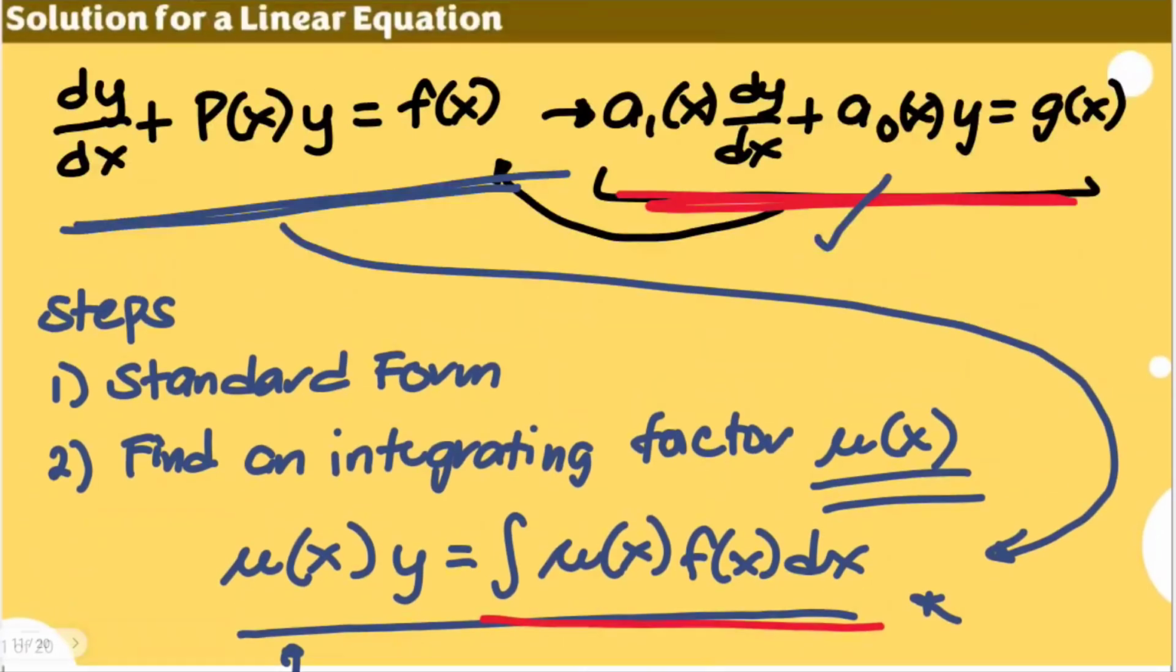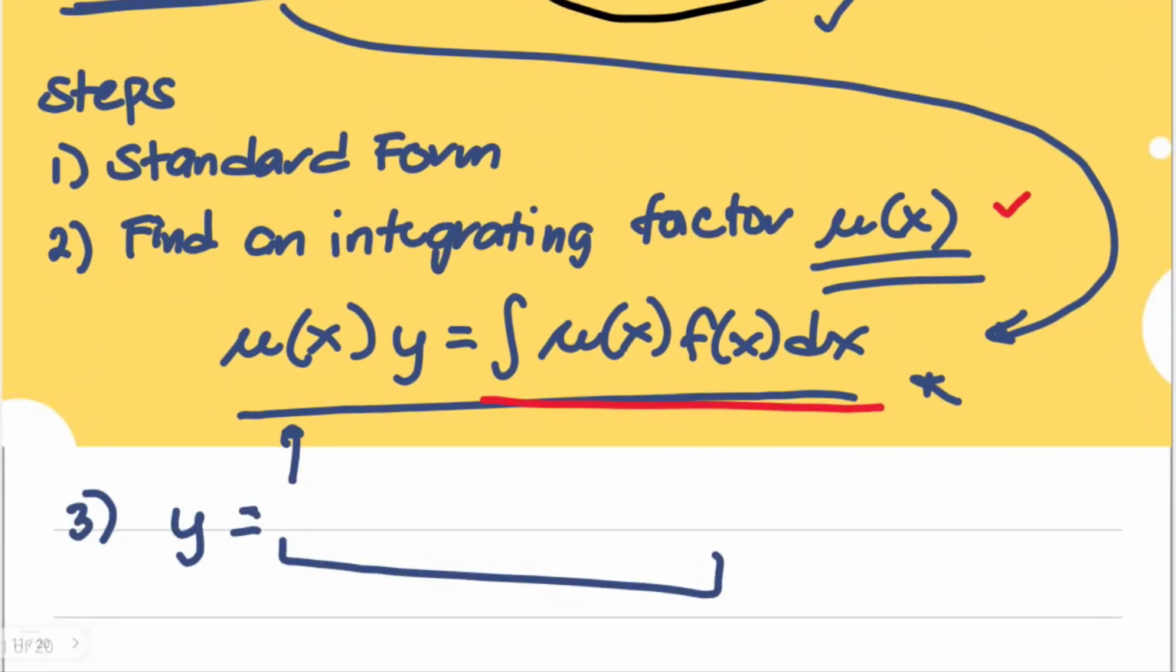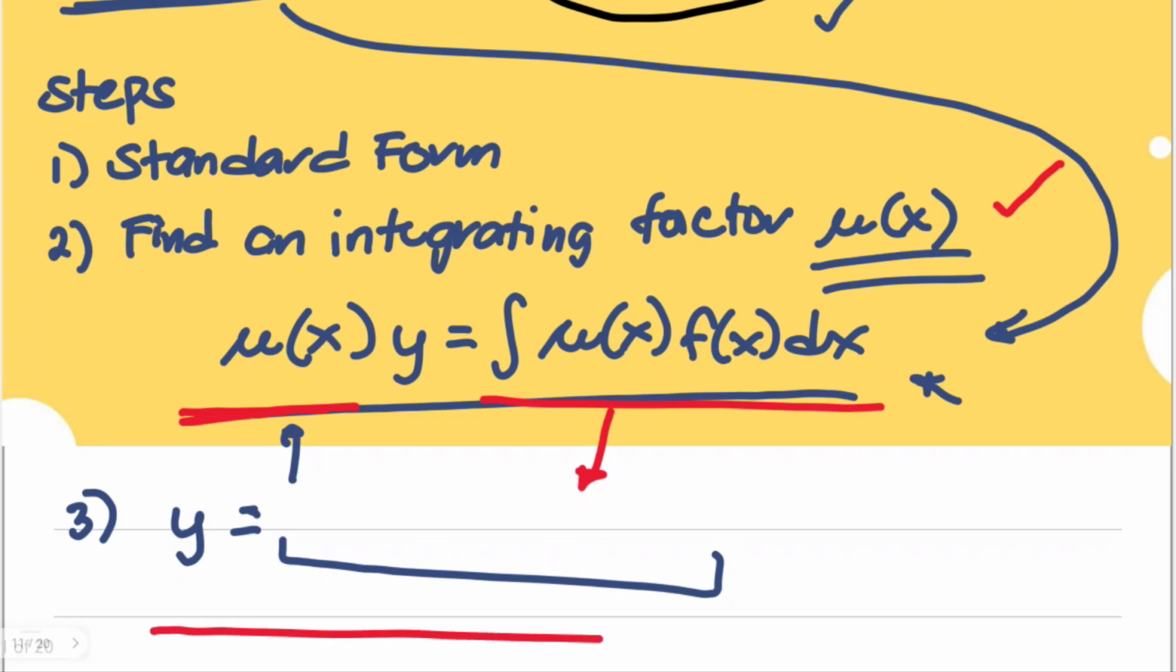Your f of x is the item on this side, and your mu of x is your integrating factor. Once you can integrate that, you will have your result here, and you divide both sides by the same integrating factor. You will have your final solution as a solution of your linear equation. Again, we will have examples for this, illustrating some examples specifically for integrating factors as well. But these are the general steps in solving a linear equation.